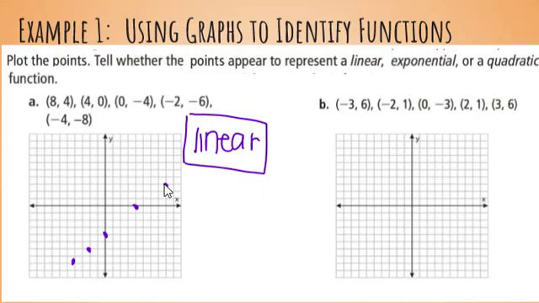So we're going to do the same thing over here. (-3, 6), (-2, 1), (0, -3), (2, 1), and (3, 6). And now having these points, this is following like a parabolic shape. So this one's going to be a quadratic.